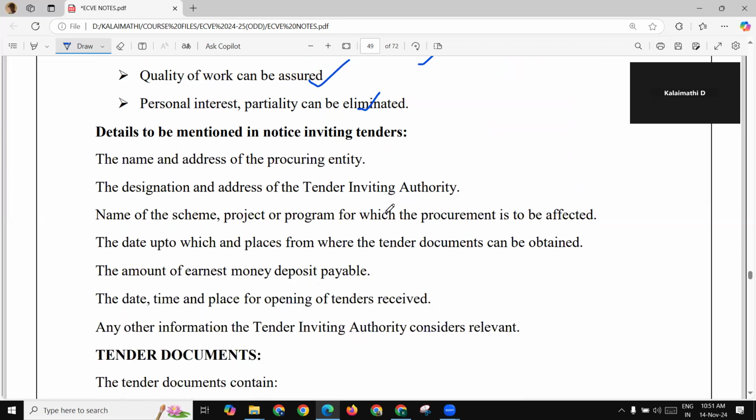What are the details to be mentioned in notice inviting tenders? That is the notice which will be given in the advertisement. Everyone has seen it, right? It includes the name and address of the procuring entity, the designation and address of the tender inviting authority, name of the scheme, project or program for which the procurement is to be effected, the date up to which and places from where the tender documents can be obtained, amount of earnest money deposit payable, the date, time, and place for opening of tenders received, and any other information the tender inviting authority considers relevant.